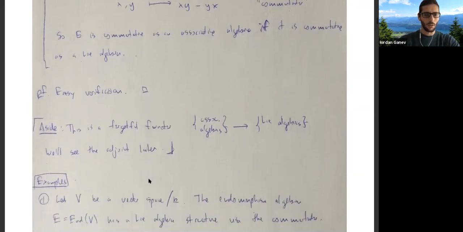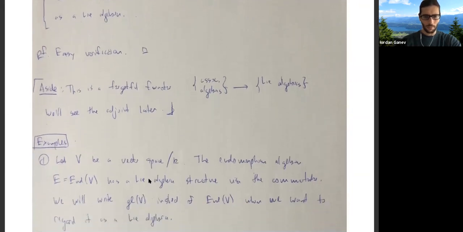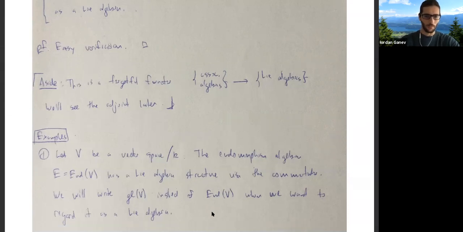So what are some examples? Let's start with an associative algebra, namely the algebra of endomorphisms of a vector space over K. If we take the corresponding Lie algebra structure with the commutator, then that's a Lie algebra, and it deserves a special name because we'll see it later. It's GL of V. I'll write GL of V when I want to think of these endomorphisms as a Lie algebra as opposed to an associative algebra. So that's just some notation.